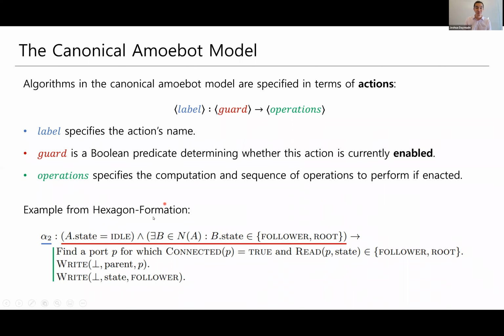So here's an example from the hexagon formation algorithm that we'll talk about in a moment. Its name is alpha2. It has this Boolean predicate that has to do with the Amoebot's own memory and the memory of its neighbors. And then there's a sequence of connected read and write operations that happen should this action be executed.